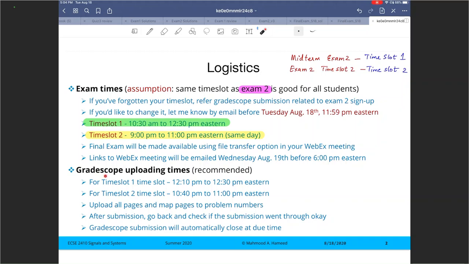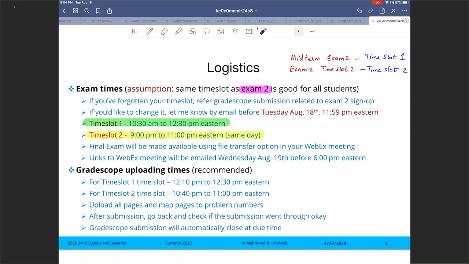Now, what do we do with the Gradescope? So similar to what we have done before, the last 20 minutes of exam time, I recommend that you use that for scanning and uploading to Gradescope. And that particular time for time slot 1 is between 12:10 p.m. and 12:30 p.m. Eastern. And for time slot 2, it happens to be the last 20 minutes, 10:40 p.m. to 11 p.m. Eastern time. And make sure that you upload all pages. After you submit, go back and check if your submission went through okay or not.